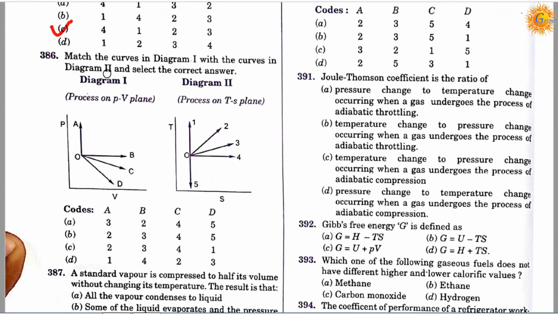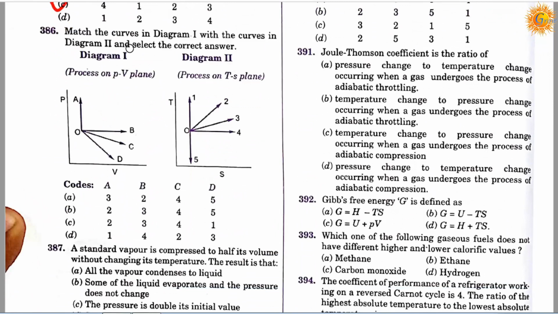Question number 386. Match the curves in diagram first with the curves in diagram second and select the correct answer. In the first diagram you can see a process on the PV plane, and in the second diagram you can see the process on the TS plane. So these are PV diagrams and TS diagrams.